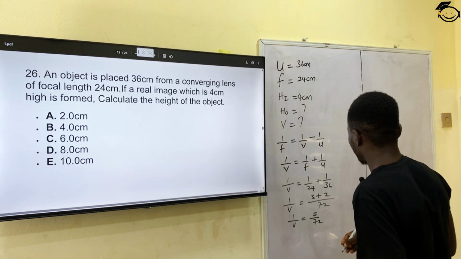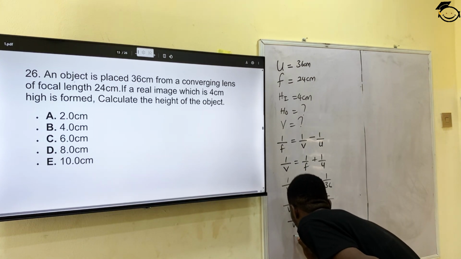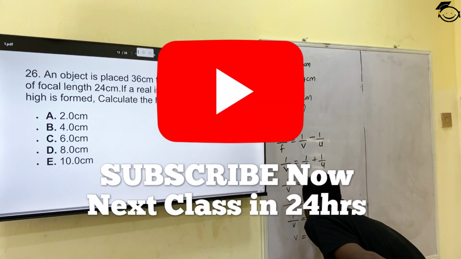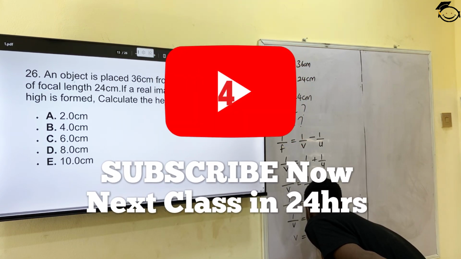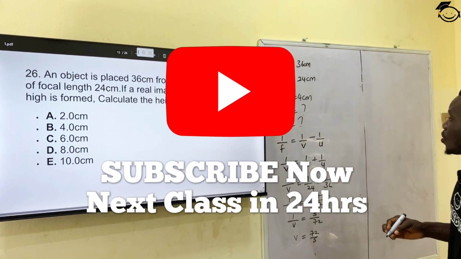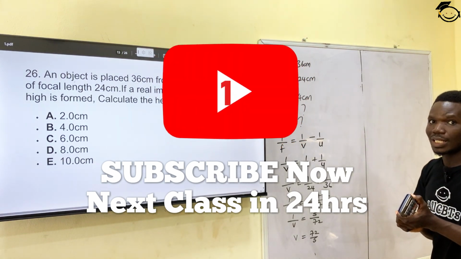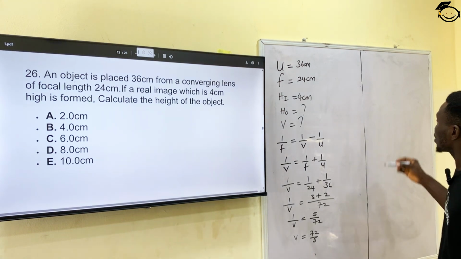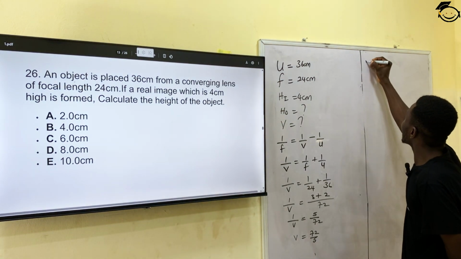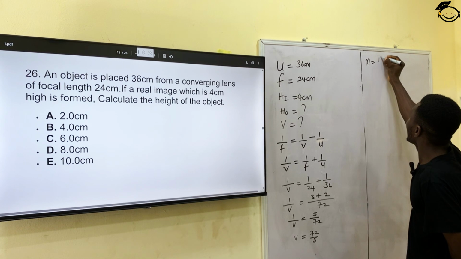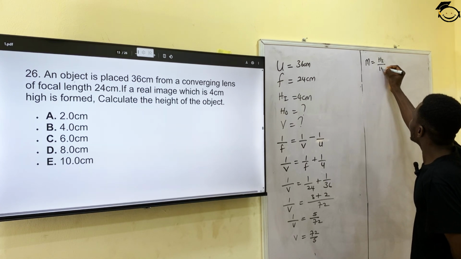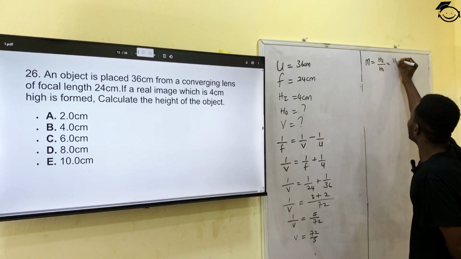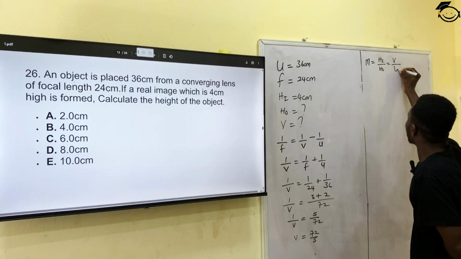So if I cross multiply, this means that my V is going to give me 72 over 5. But that is not all. The question said I should find the object distance. For me to find the object distance, I have to tell them that my magnification says that image height over object height is equal to image distance over object distance.